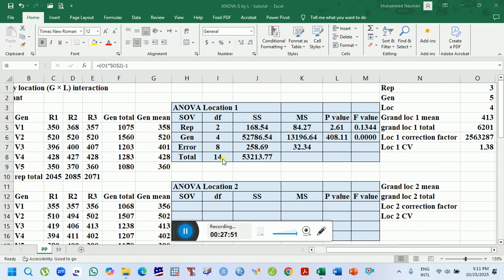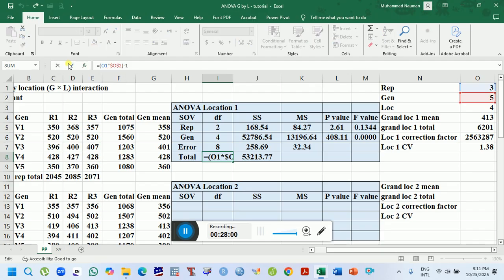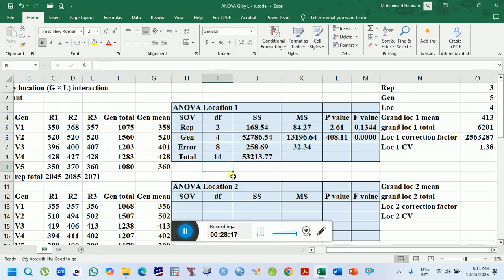Okay, I forgot to place the dollar sign here. That is why the answer is coming wrong for total. Type the dollar sign before and after the alphabet in order to fix the replication cell or this reference address. Enter. Now we will check again.